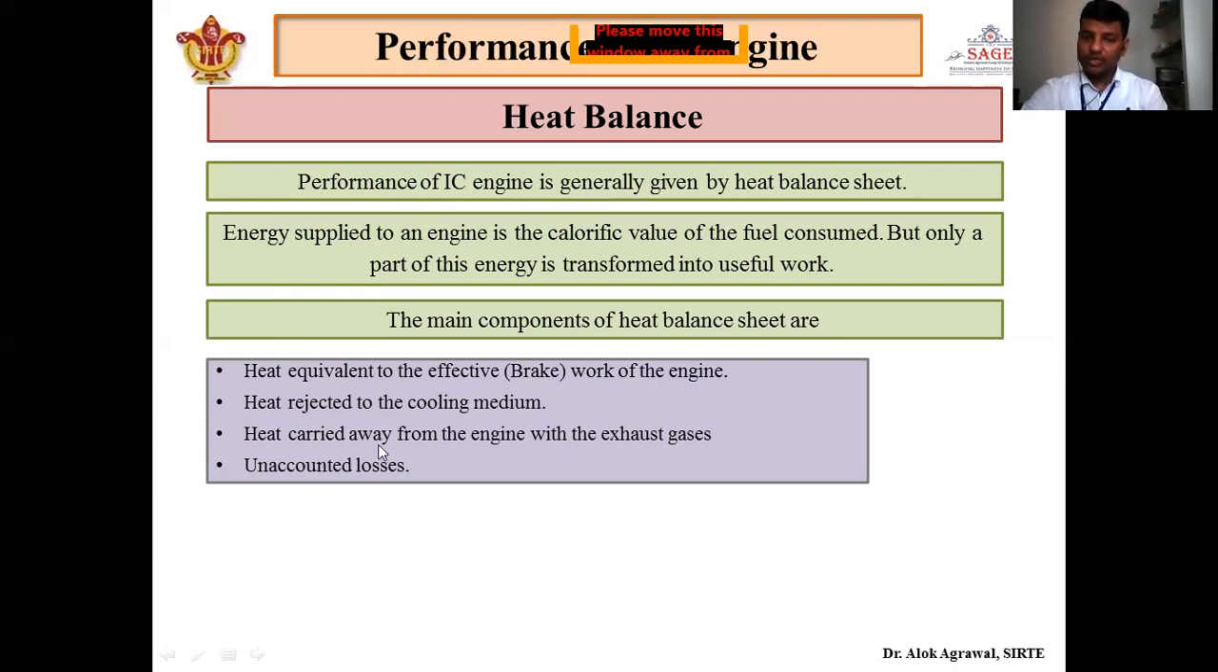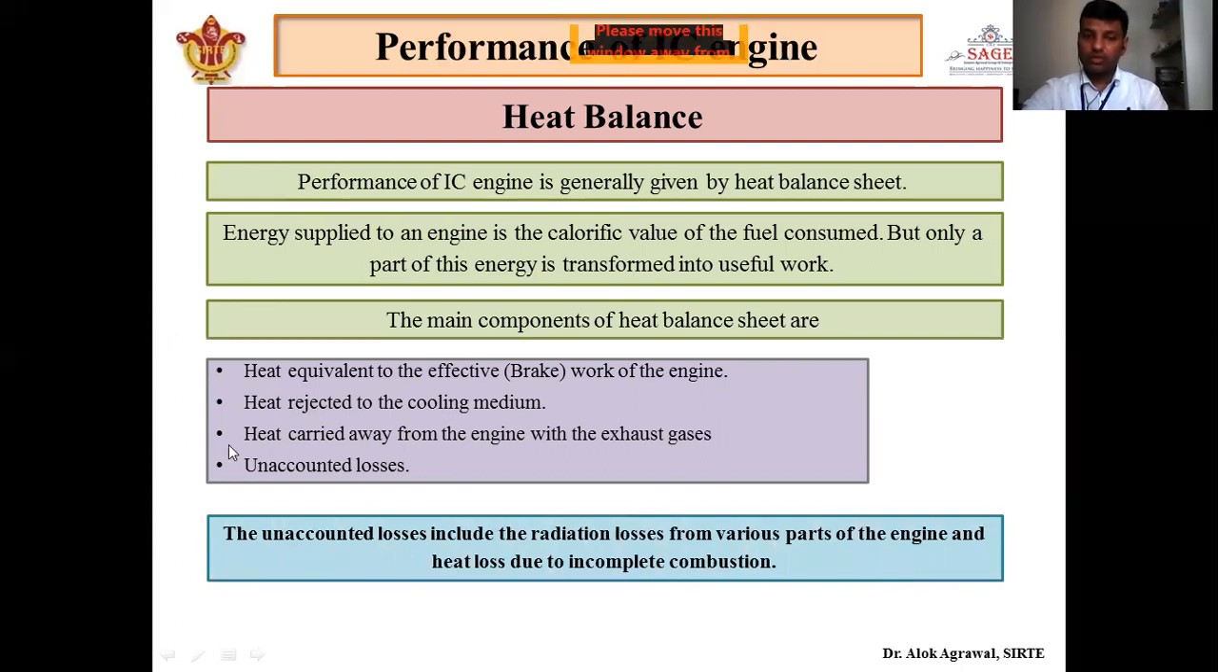Again, some amount of heat is carried away by the engine with the exhaust gases, because we have seen that exhaust gas also has some thermal energy. So a part of energy is also getting away from the engine through the exhaust gas. And apart from this, the remaining things come under the category of unaccounted losses. Okay, so these are the four main parts where the energy generated by the fuel is getting consumed: brake power, that is engine output, heat rejected to the cooling medium, heat carried away by the exhaust gases, and unaccounted losses.